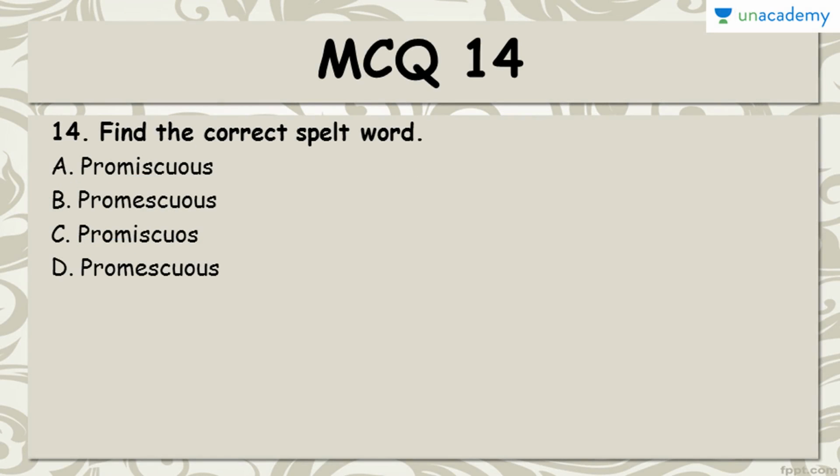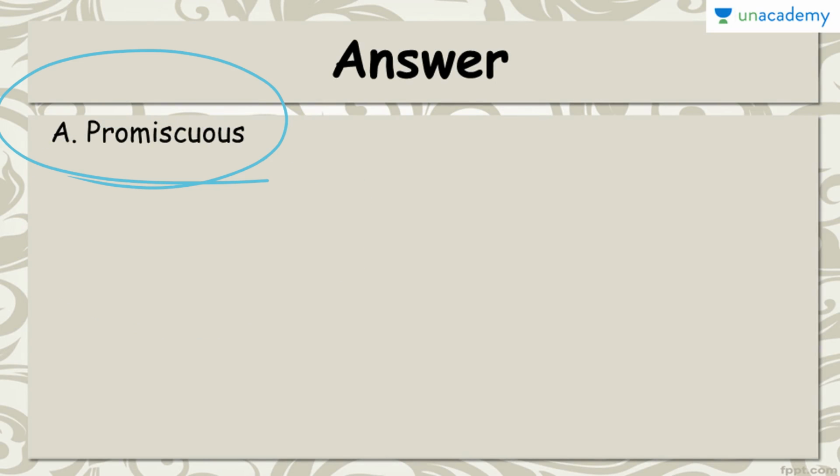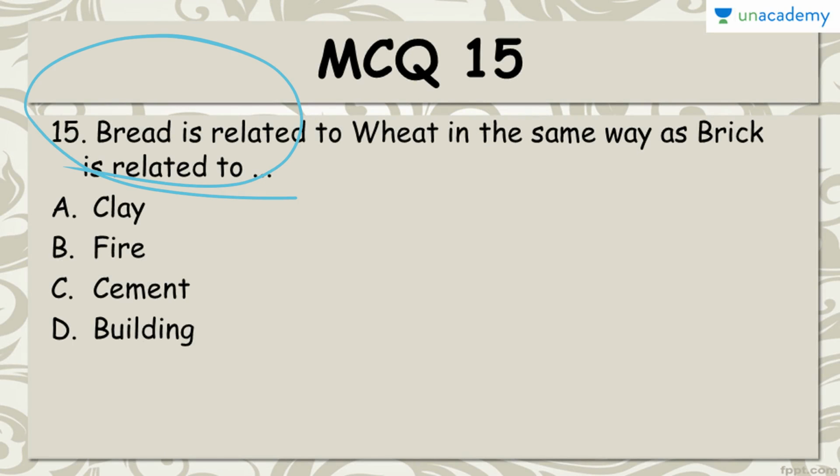MCQ 14, you have to find the correctly spelled word out of them, and the right answer to this MCQ is A, promiscuous. What's the meaning of the word? It means to be indiscriminative. You are not discriminating on any ground, be it sexually, be it physically, or any case. So promiscuous is someone who is indifferent, indiscriminative.